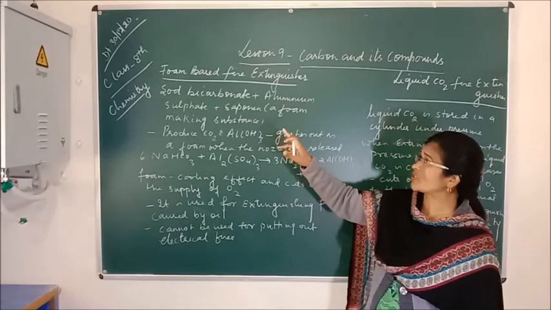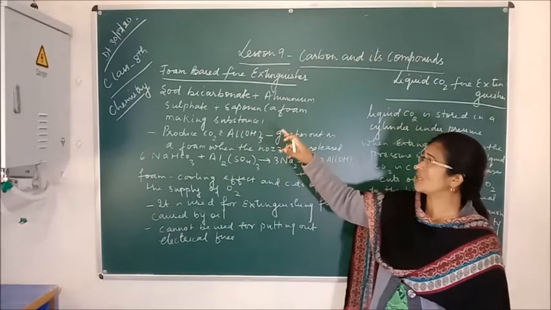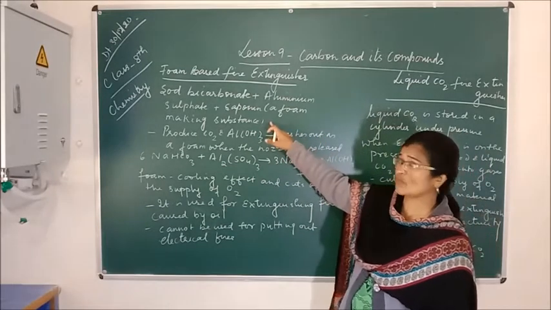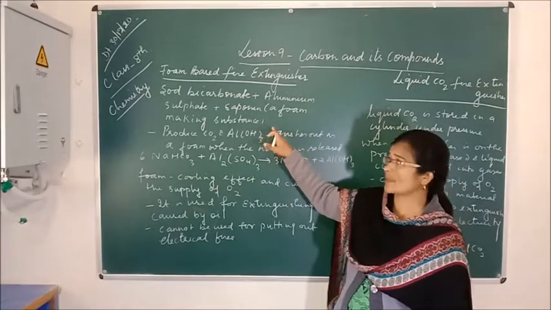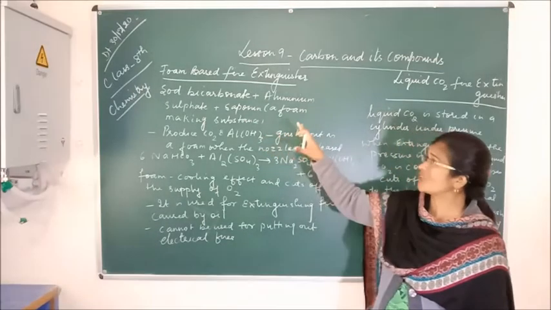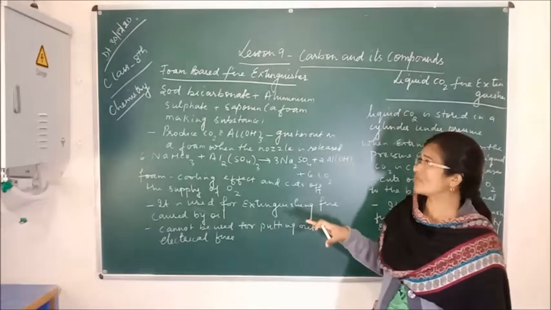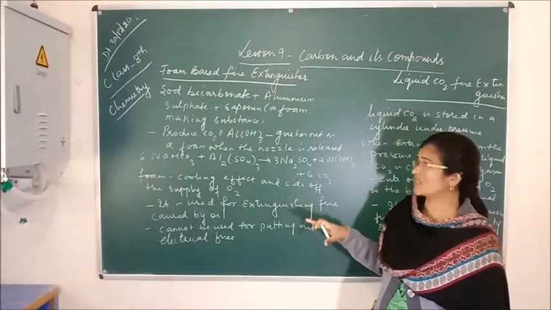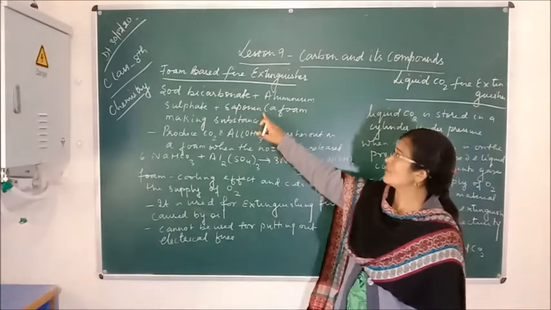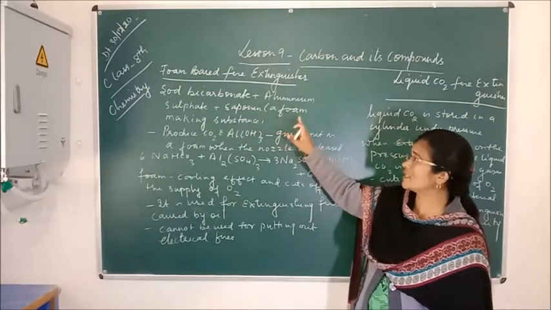As well as, the mixture of sodium bicarbonate and aluminum sulfate is mixed with saponin. Saponin is actually a foam making substance. So the mixture of three things is taken in the foam based fire extinguisher. That's why it is called foam based fire extinguisher: sodium bicarbonate, aluminum sulfate and saponin.